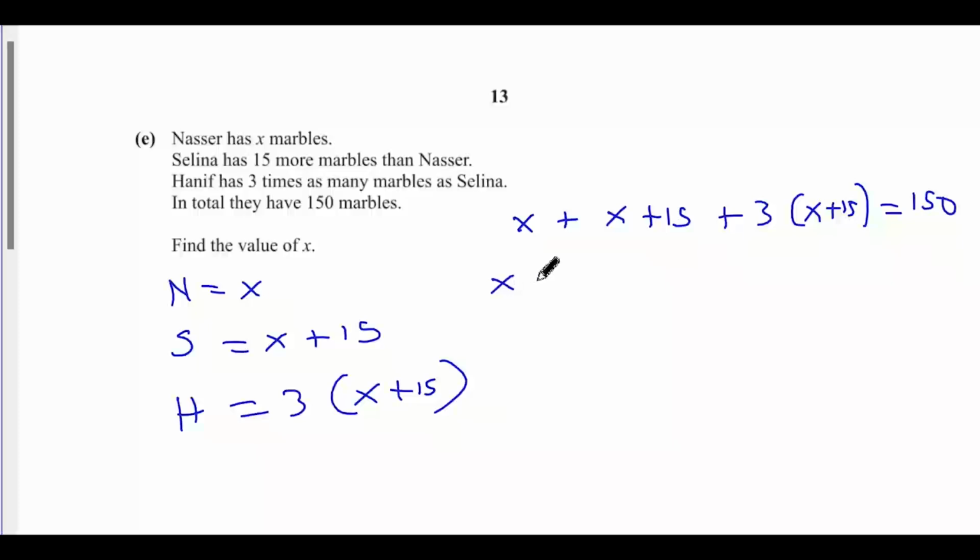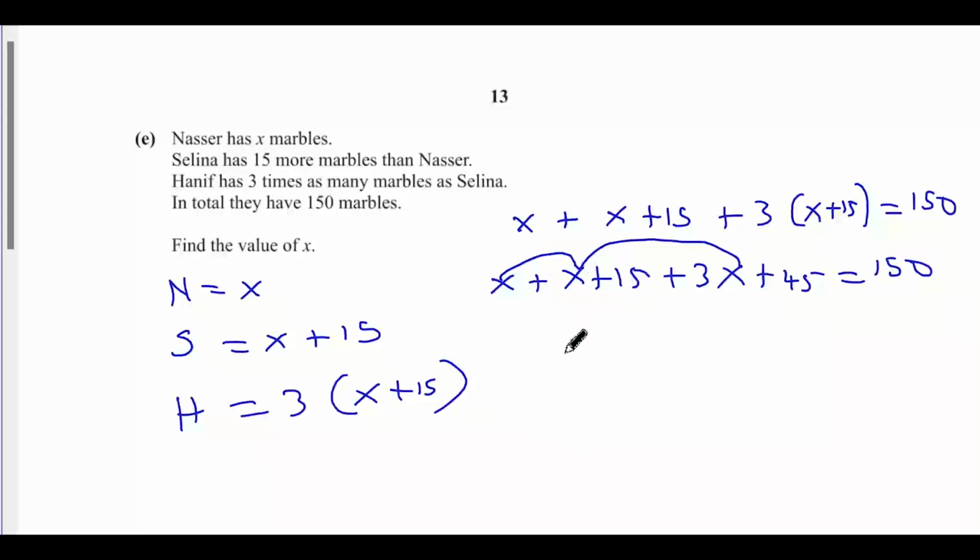You should have x plus 3 times x plus 15, which equals x plus 3x plus 45, equals 150. So this and this add up to 4x. Hmm, so you have 5x, then this and this add up to 60. So we have plus 60 equals to 150.